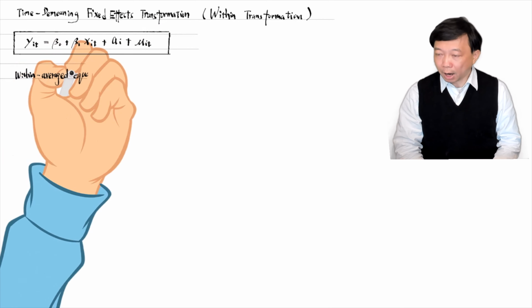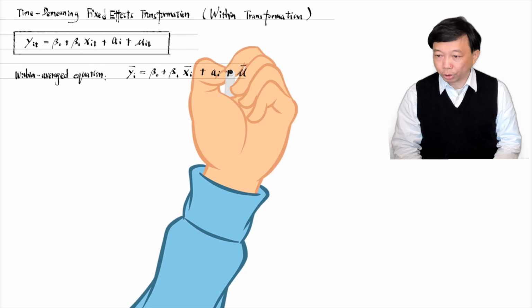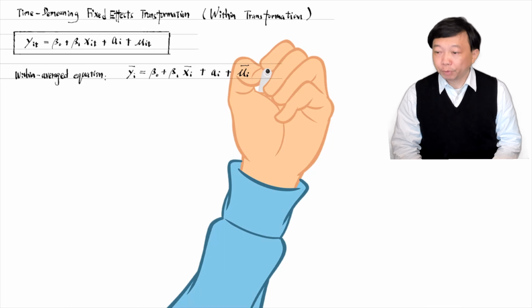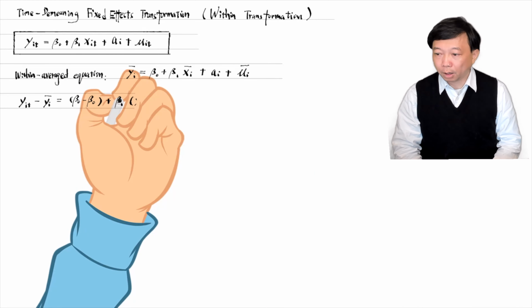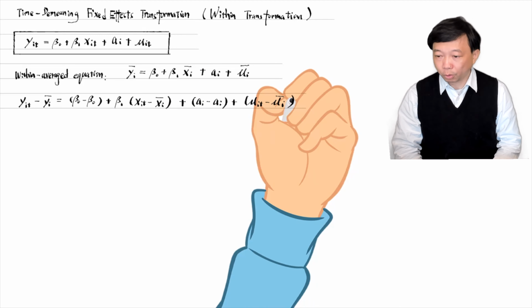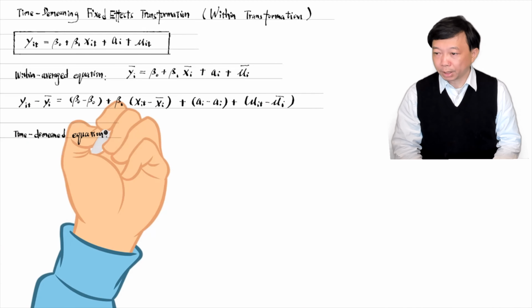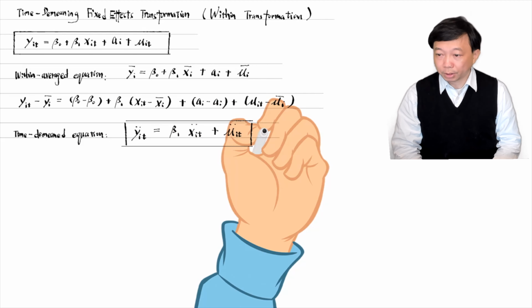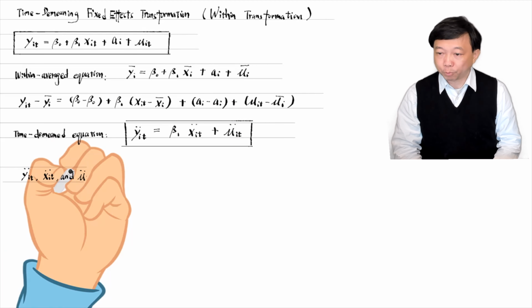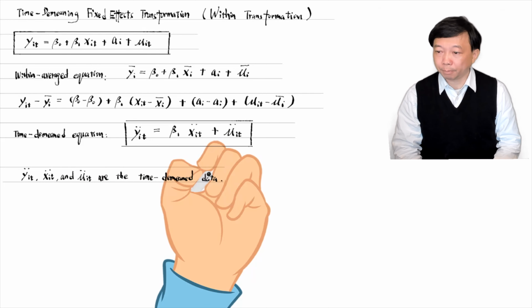For each individual i, averaging the equation over time gives the within averaged equation. Because a_i is constant over time within each individual, it remains the same in the within averaged equation. We subtract it from the original equation and obtain the time-demeaned equation. The resulting data are called the time-demeaned data because they come from subtracting the individual's mean over time.